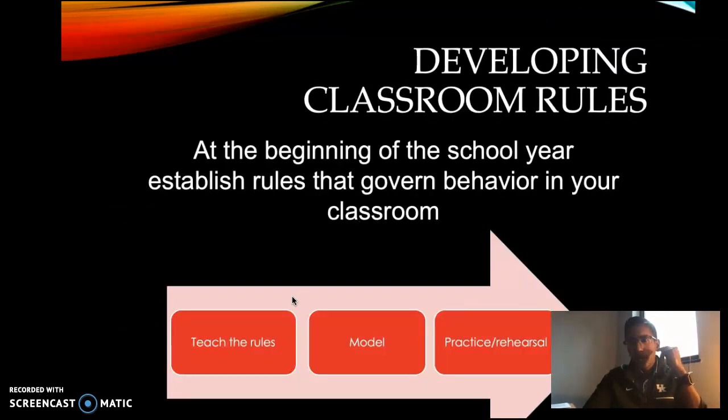Now, I want to go back to developing these classroom rules. I've already discussed at length teaching these rules at the beginning of the year. But didactic instruction alone, just verbally describing the rules, might not be enough to actually teach students the rules specific to your classroom, okay? We also need to model what these behaviors look like, right? That's going to be specific to what your classroom rules are. But then it's critical to also provide an opportunity for students to practice and rehearse these rules.